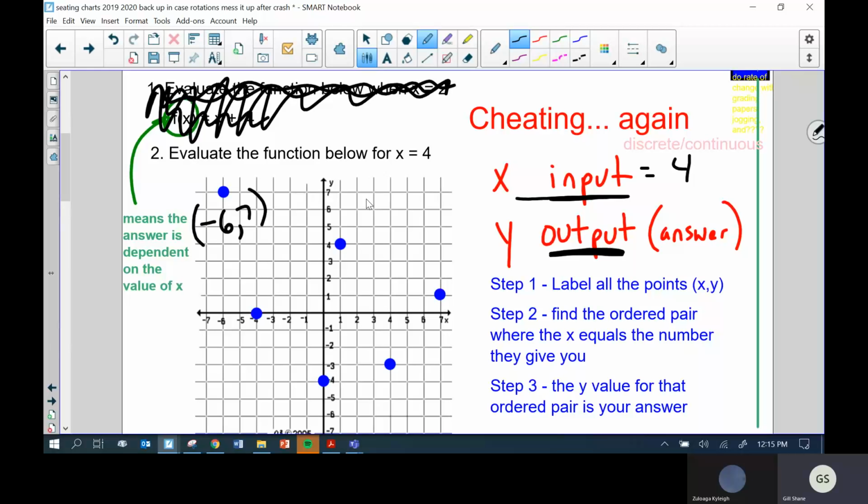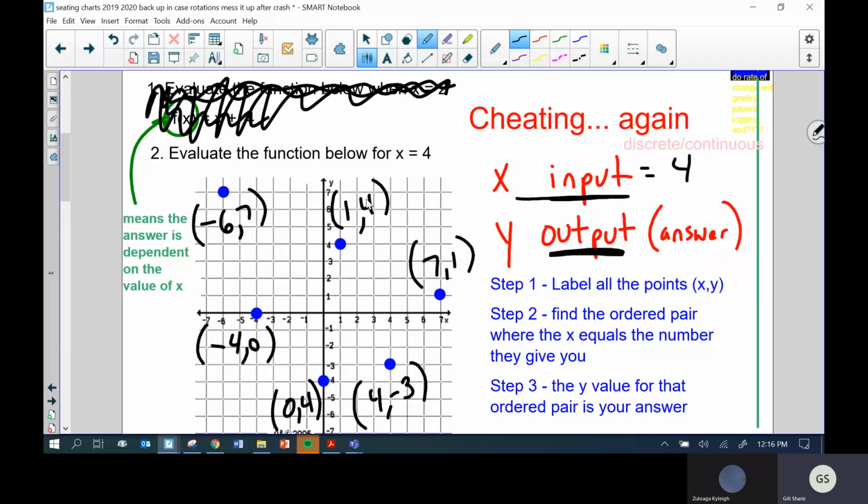Right, so -6, comma 7 is that one. -4, comma 0 is that one. 1, comma 4 is that one. 0, comma 4 is that one. 4, comma -3 is that one. And then 7, comma 1 is that one. So that's your first step.